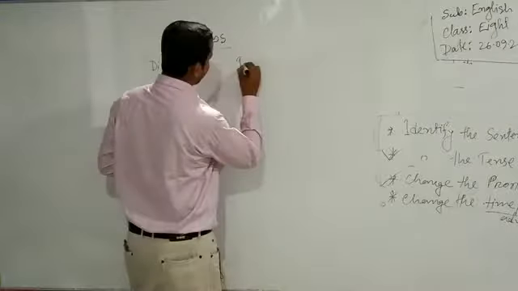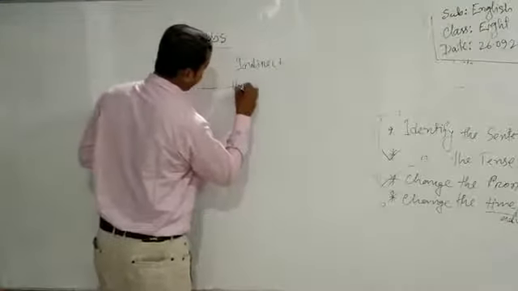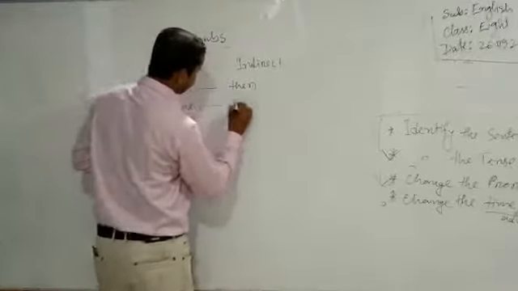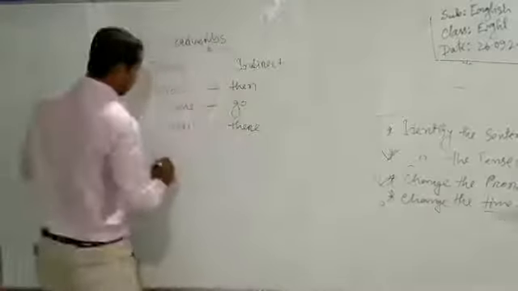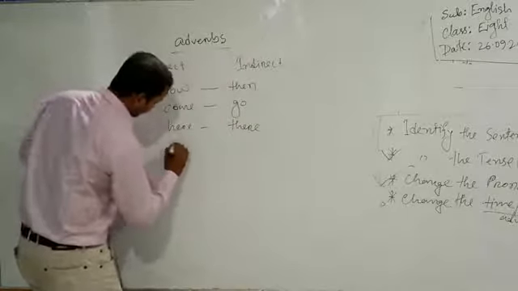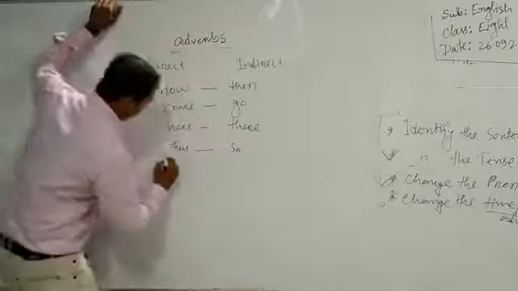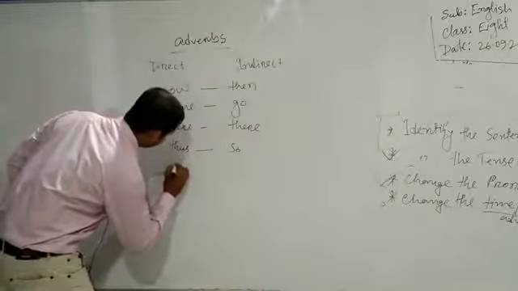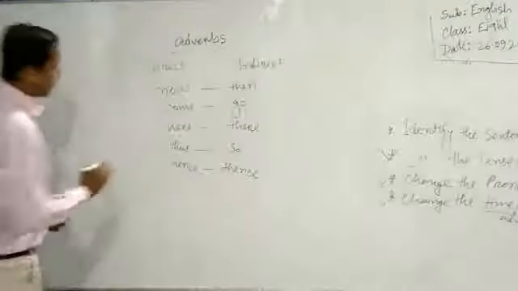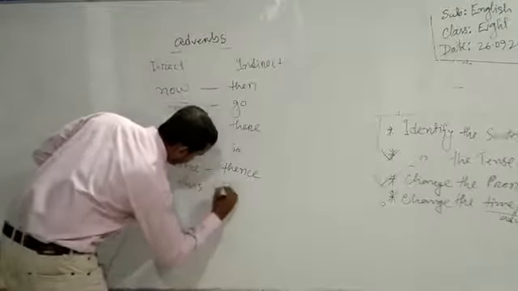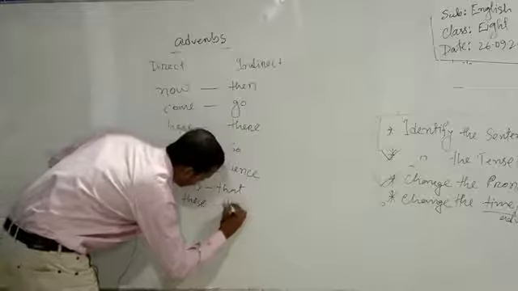If we have direct, indirect. Now must be changed to then, come, go, here, there, thus, so, hence, thence, this, that, these, those.